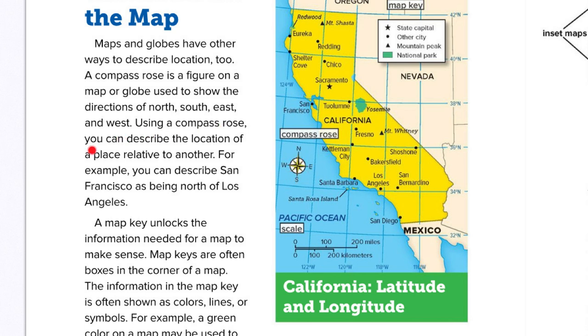Using a compass rose, you can describe the location of a place relative to another. For example, you can describe San Francisco as being north of Los Angeles. So here's Los Angeles. Our compass rose shows that north goes up. There's San Francisco. So based on the compass rose, we can see San Francisco is north of Los Angeles.